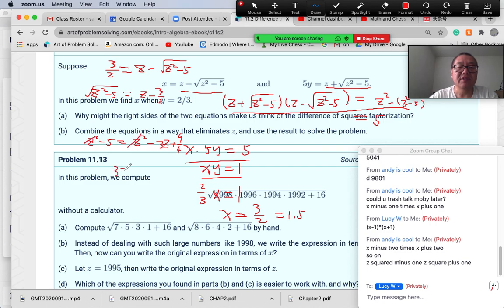So 3z equals 5 plus 9 over 4, which is 29 over 4. Dividing both sides by 3, we get z equals 29 over 12. So see, by this way we got x, and we also got z. They give us y, so we solved this equation.